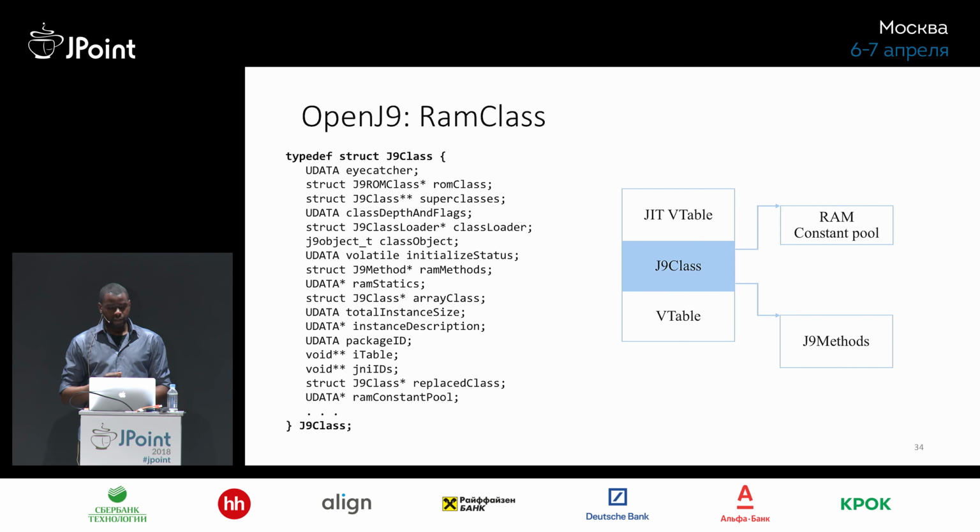The J9 methods have fields that point to the bytecodes in the ROM method. So it's easy for us to access those. And they also have counters to keep track of method invocation. This is something that we do for profiling.